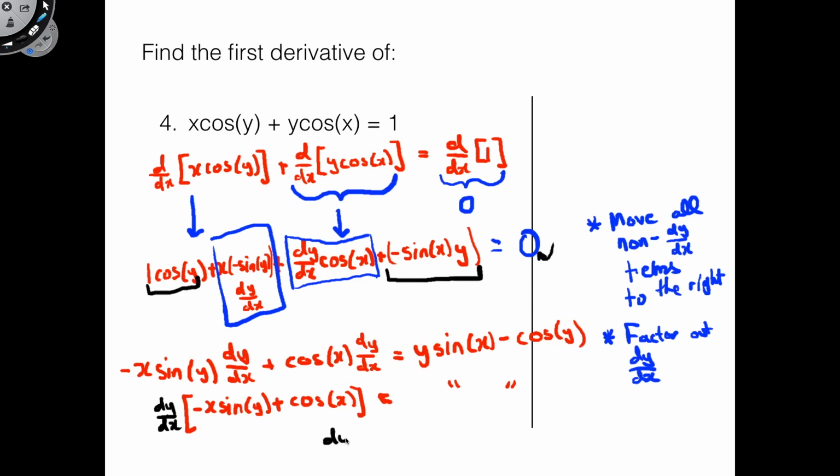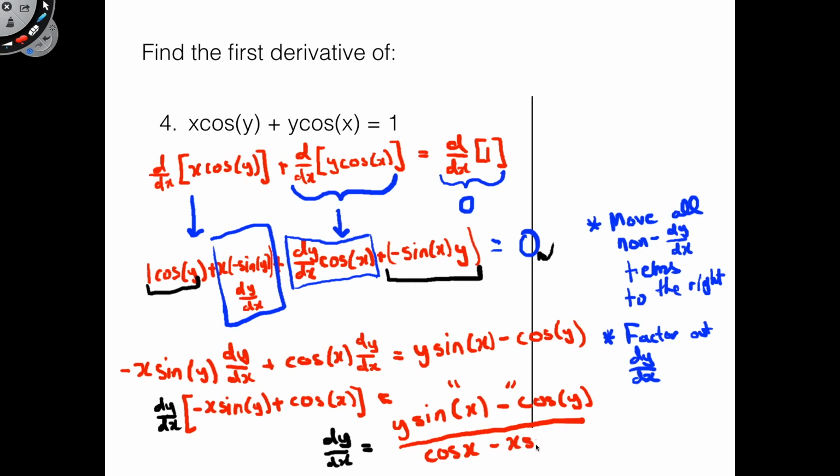So we'll be left with dy dx equals y sine of x minus cosine of y, divided by cosine of x minus x sine of y. The denominator is basically that stuff over there. So this would be our final answer.